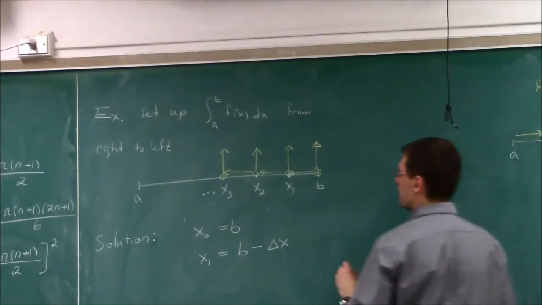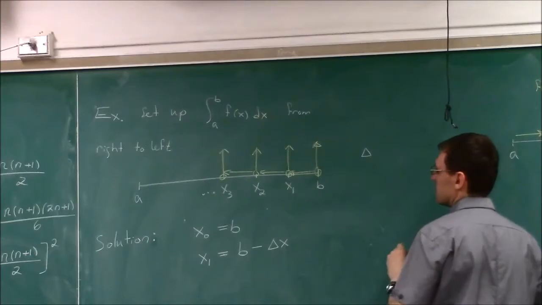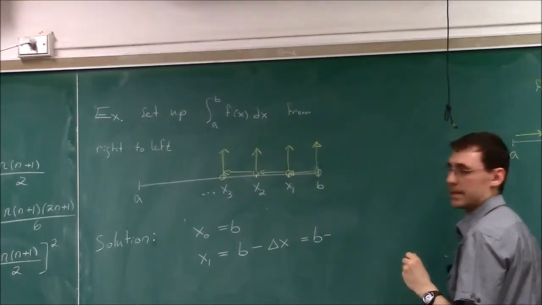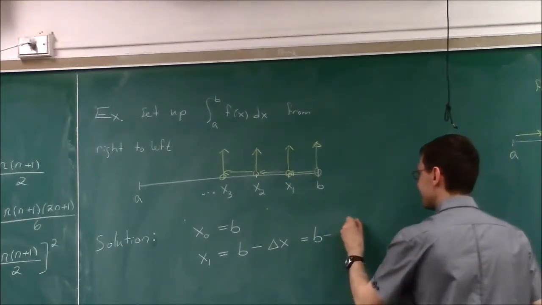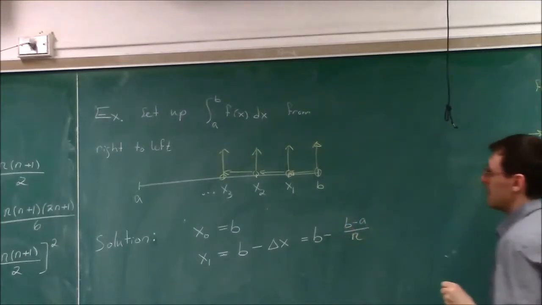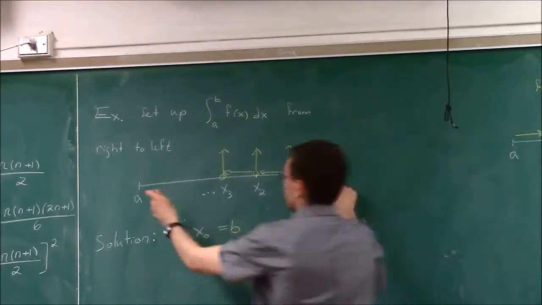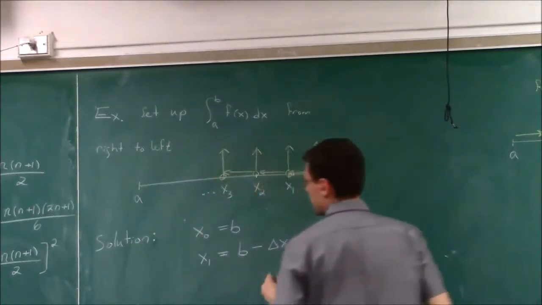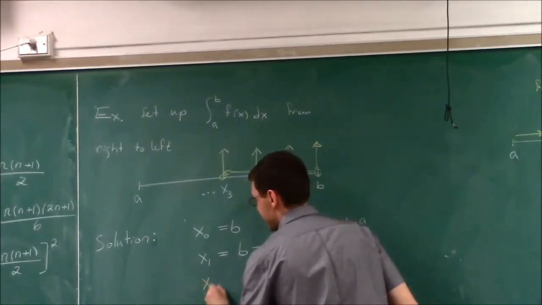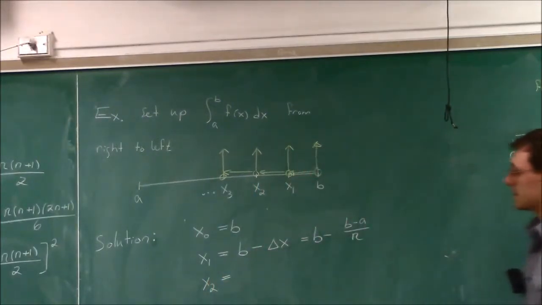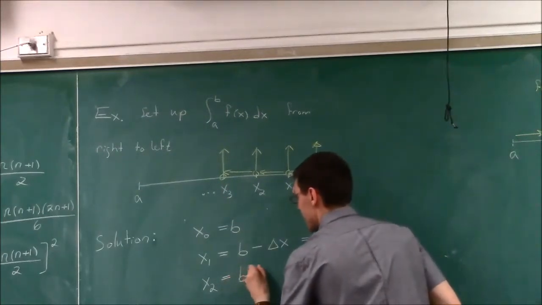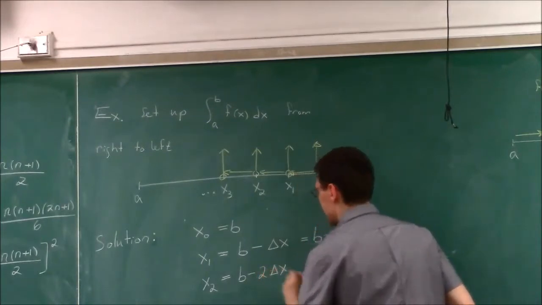What's delta x, by the way? Let's write that. That is b minus what? What's delta x? B minus a over n gives us, so b minus a gives me this length, divide by n gives me this segment. Okay? Now next is x2. What's x2? How do I get there? B minus 2 delta x.